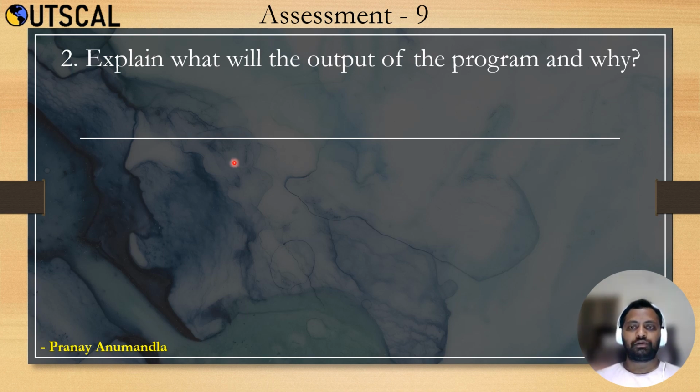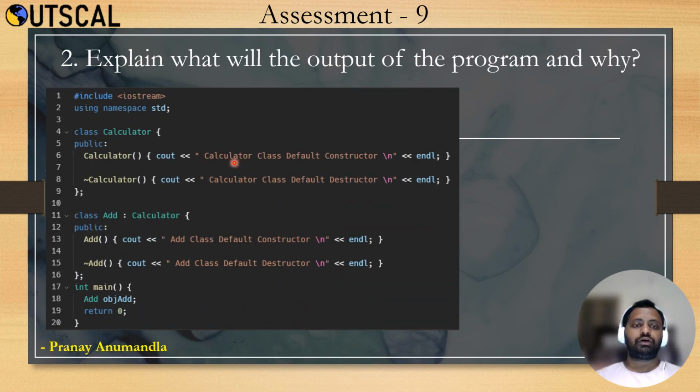Explain the output of the program and why. This is the program. Here we create a class calculator again, with a calculator constructor and calculator destructor, and add class inherited from the calculator class, with an add class constructor and add class destructor. And in the main function we have created an object for add class.